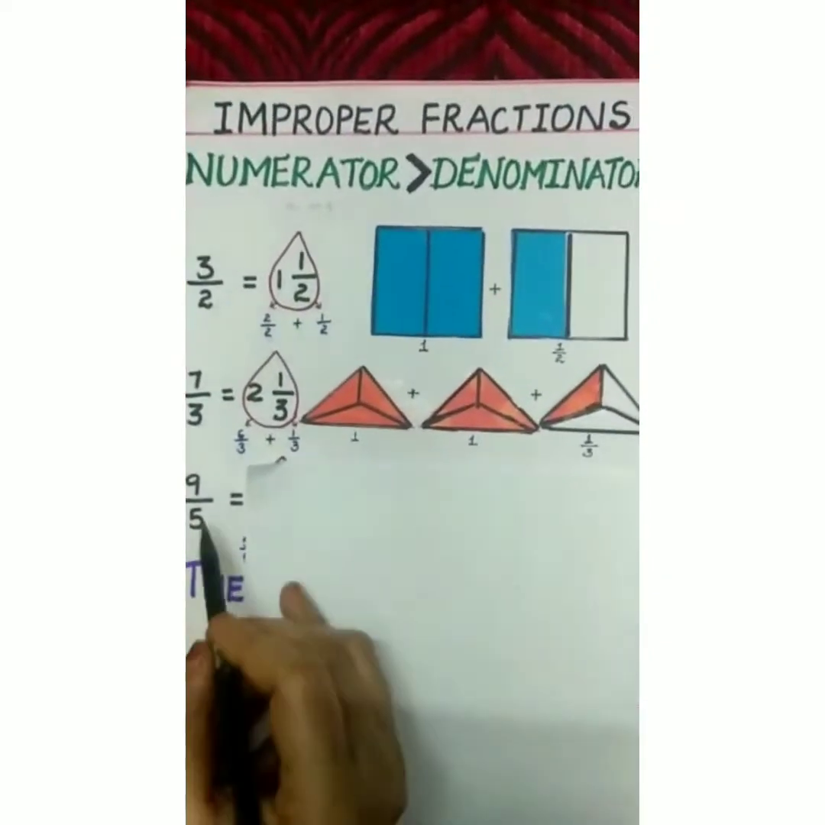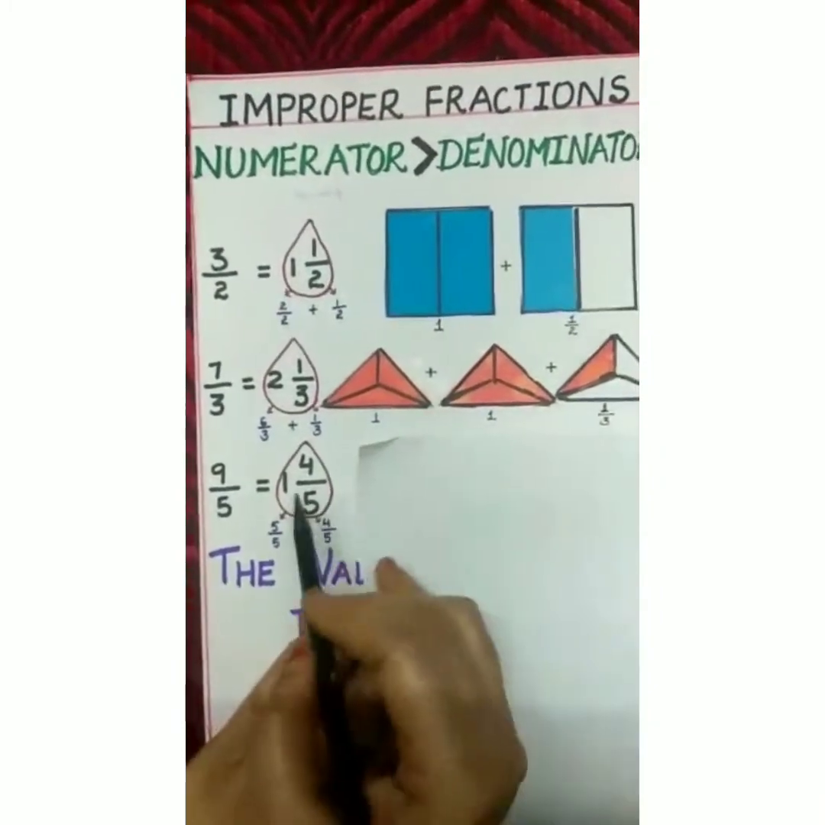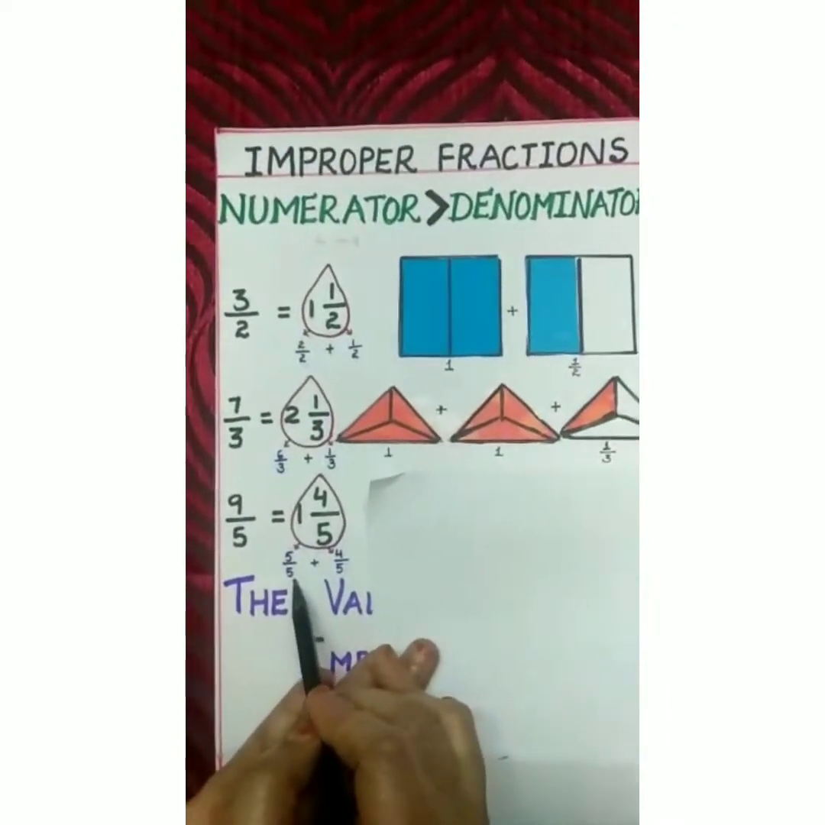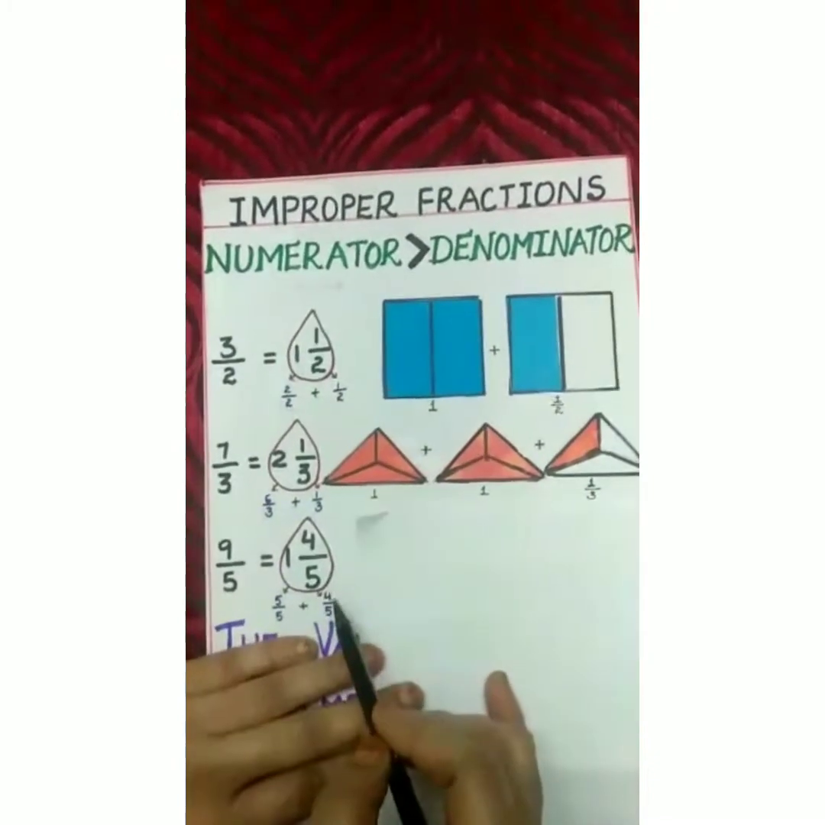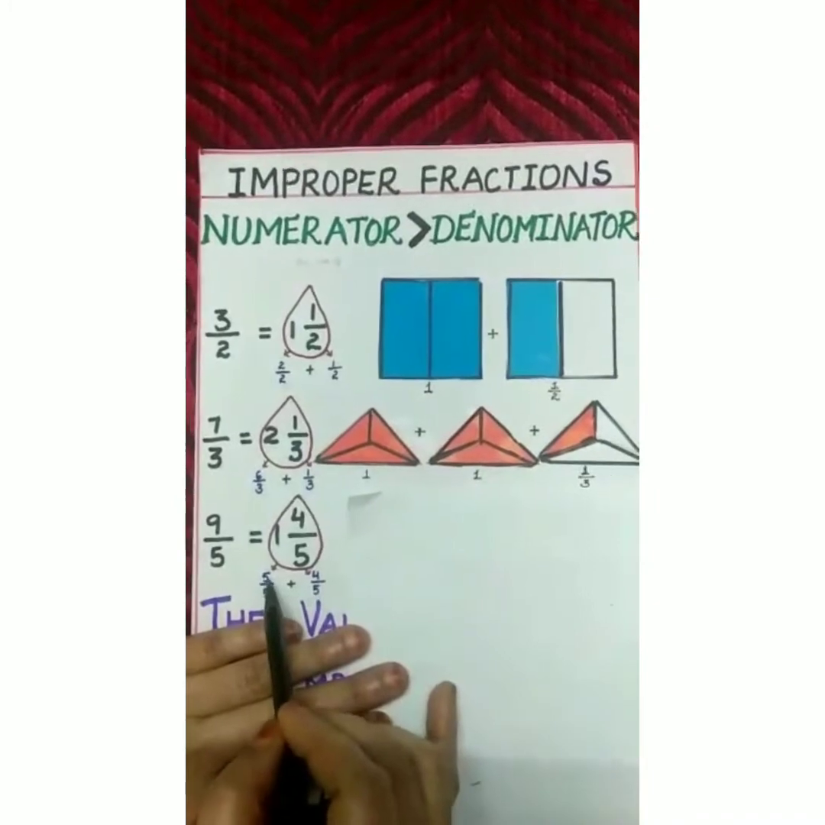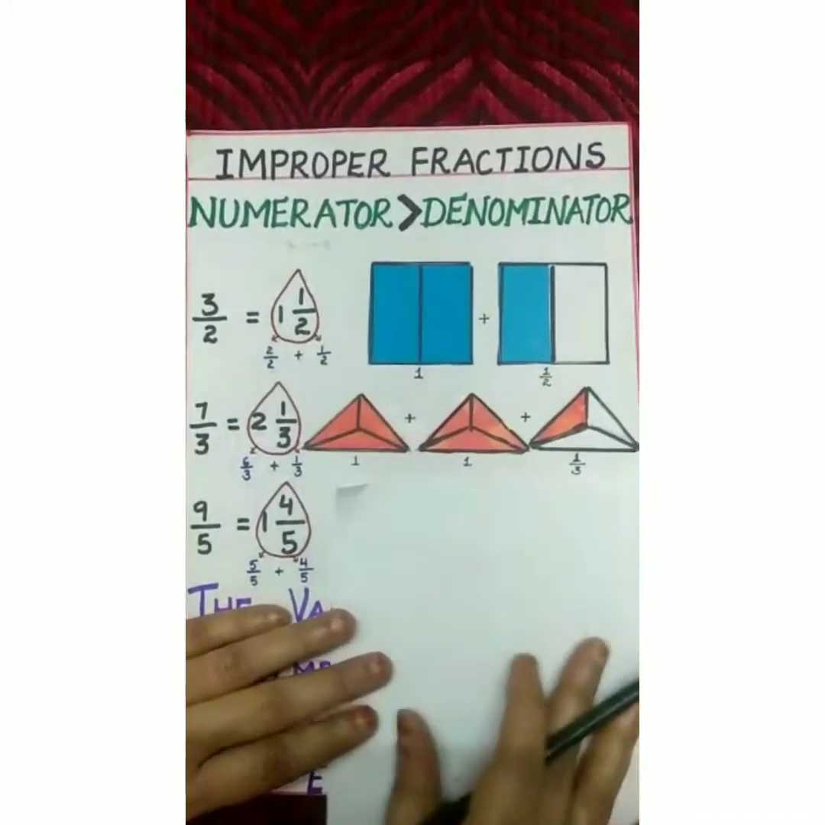And the last one is 9 by 5. Again change into mixed fraction, which is 1 4 by 5. 1 can be written as a fraction with the denominator 5, that is 5 by 5, and the proper fraction is 4 by 5. Now again these two are like fractions. If you add 5 plus 4, 9 by 5. So 1 4 by 5 is same as 9 by 5.